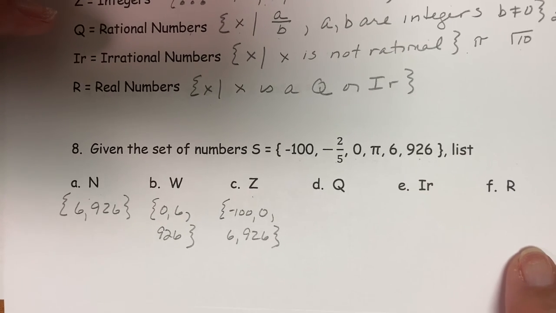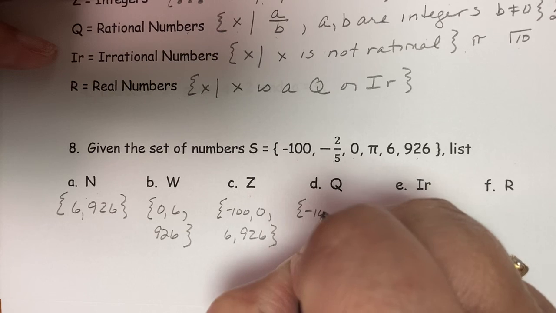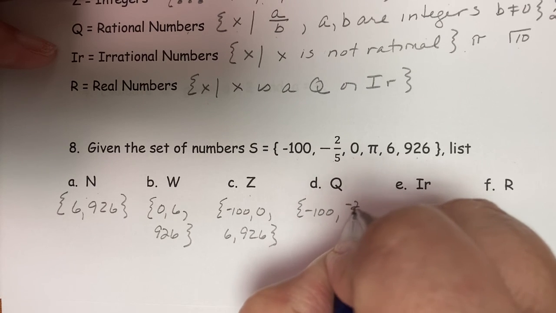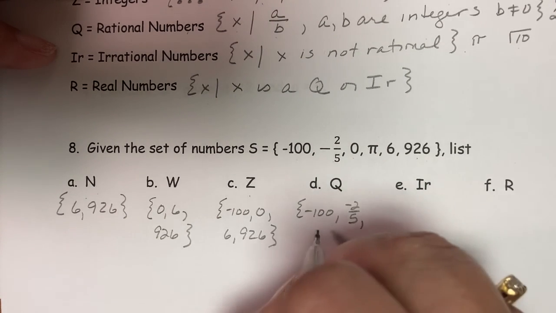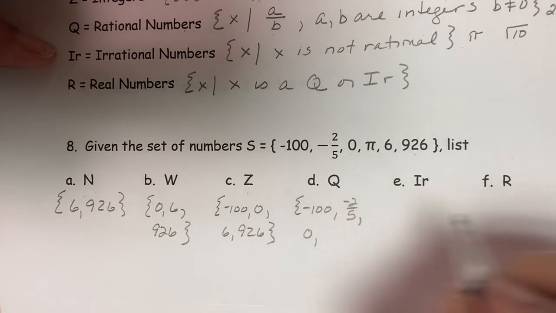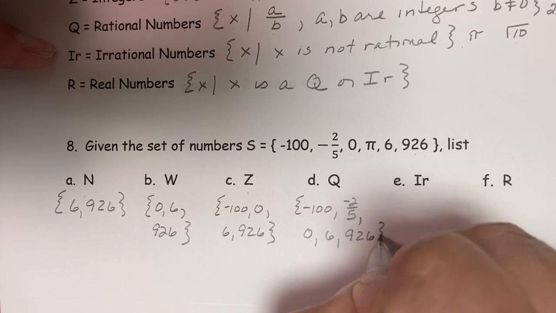Rational, Q, that's any number that can be written as a fraction. Well, negative 100 fits into that category because we can put it over 1. Finally, we can put in negative 2/5. 0 can be written as a fraction, 0 over 1. Pi cannot. 6 can, and so can 926.